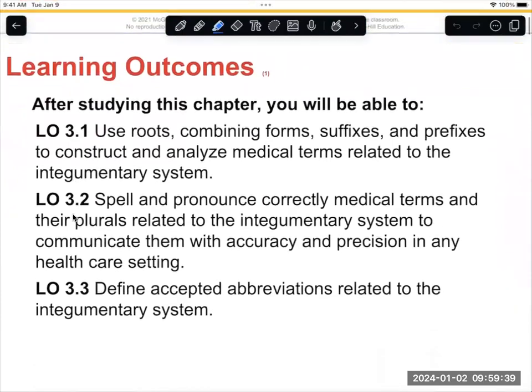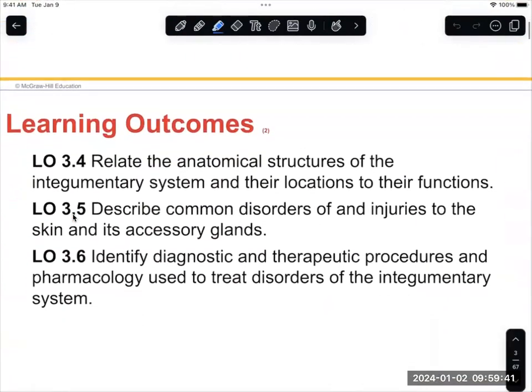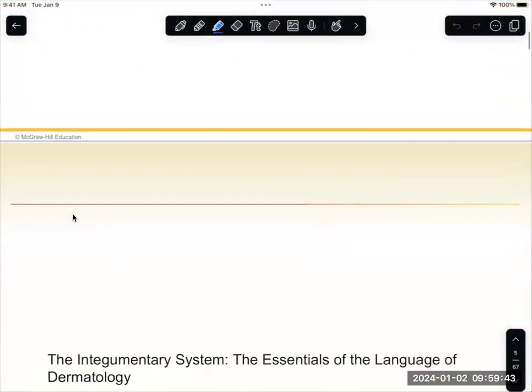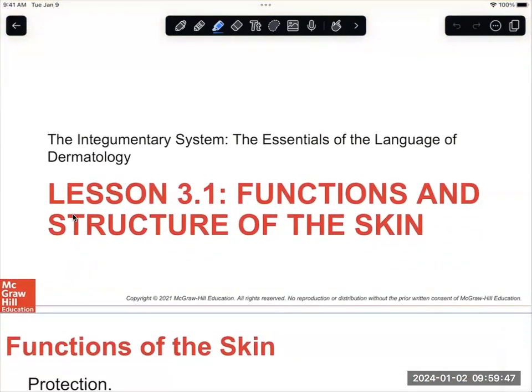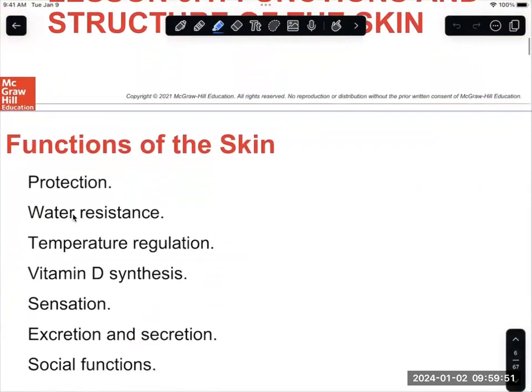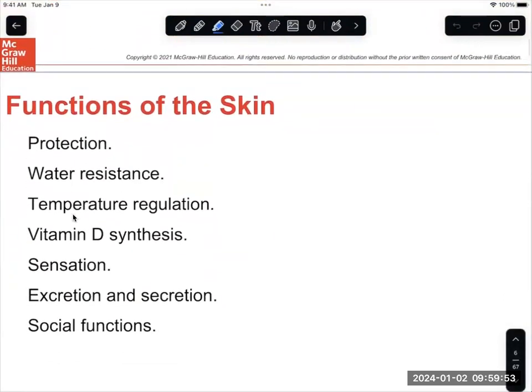So let's get started here. So we're going to look first at the functions and structure of the skin. So the main functions of your skin is protection.